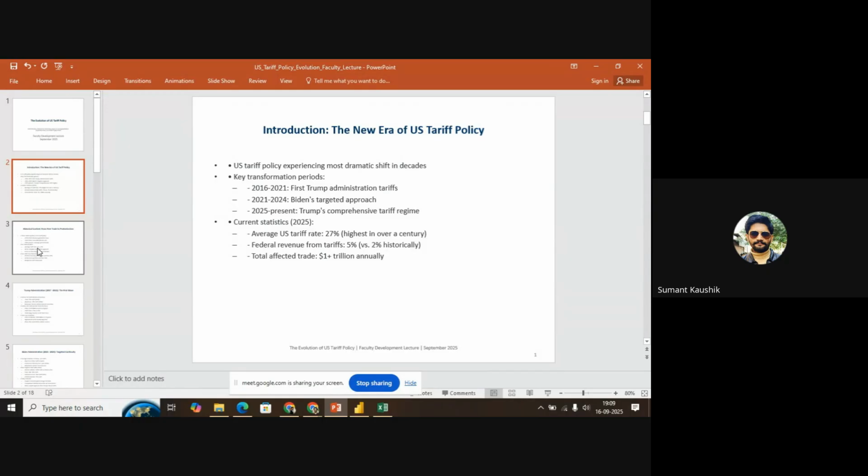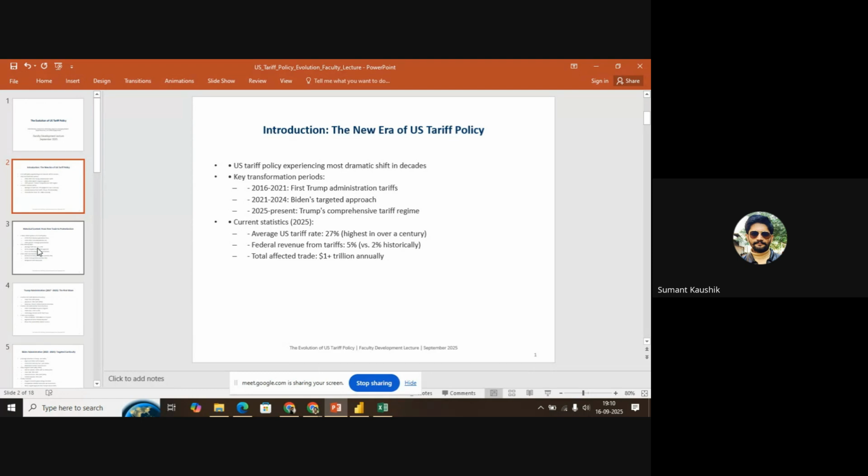First of all, the administration at the time of Obama, then the administration during the first Trump period, then during Biden's period, and now again Trump's period. So four tariff regimes we are going to study, and how each has been different from the others. What has been the approach, what has been the target, and how the alignments have changed.